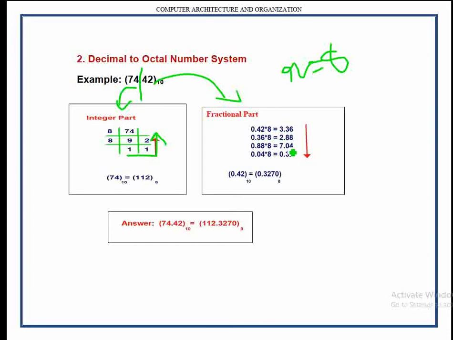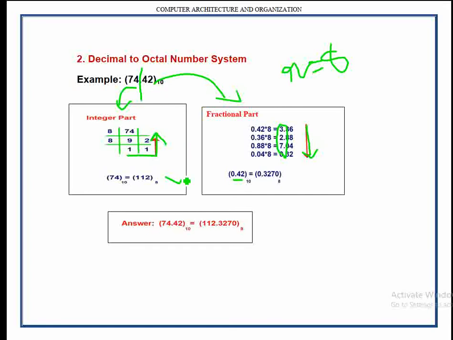At the end of this process we have to collect the integer digits that we got through this process. So we have to accumulate these integer digits. In which direction do we have to accumulate? Towards the downward direction. So 3270 is the octal equivalent value for the fractional part of this decimal number, that is 0.42.